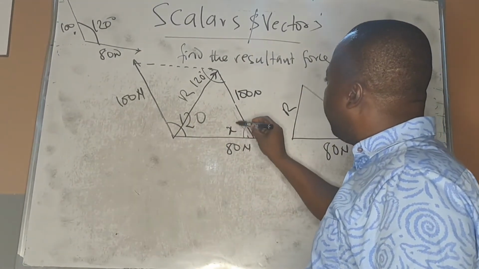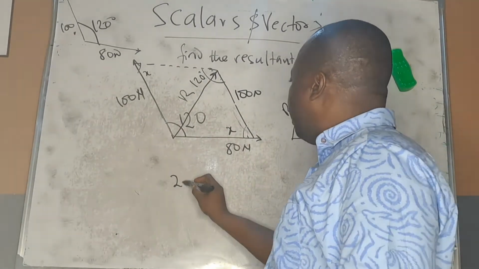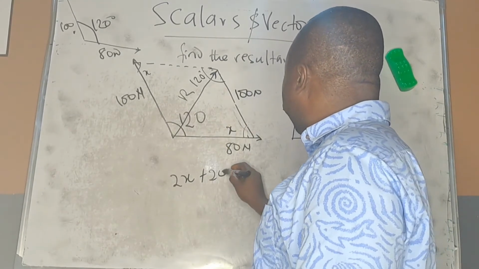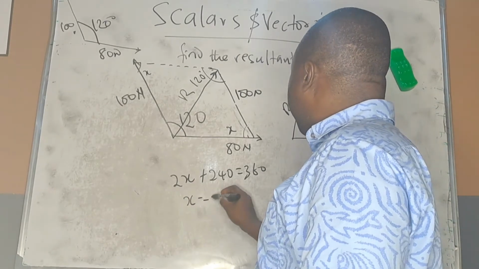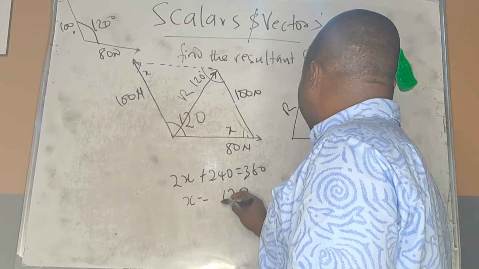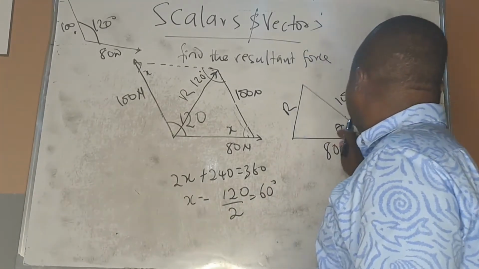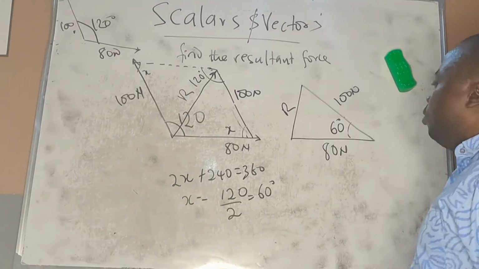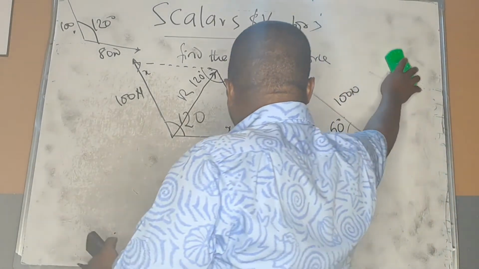If here is x, this point is also x. So 2x plus 120 plus 120 is 240. It gives us 360. So x will be 360 minus 240, or 120, divided by 2. That gives us 60 degrees. So theta is 60 degrees. We can now use the cosine rule to calculate this.